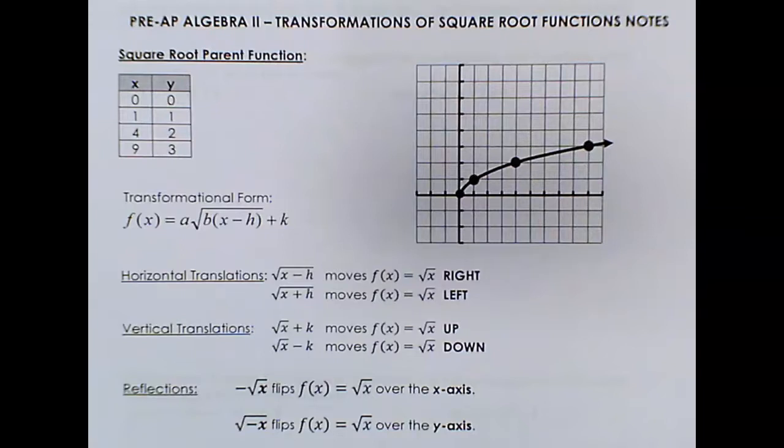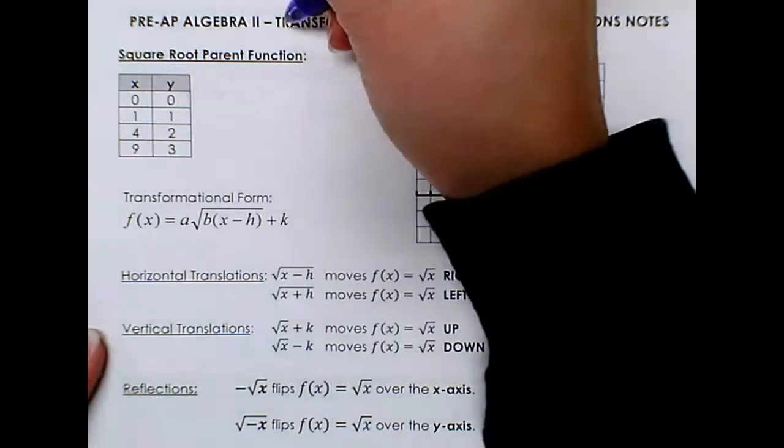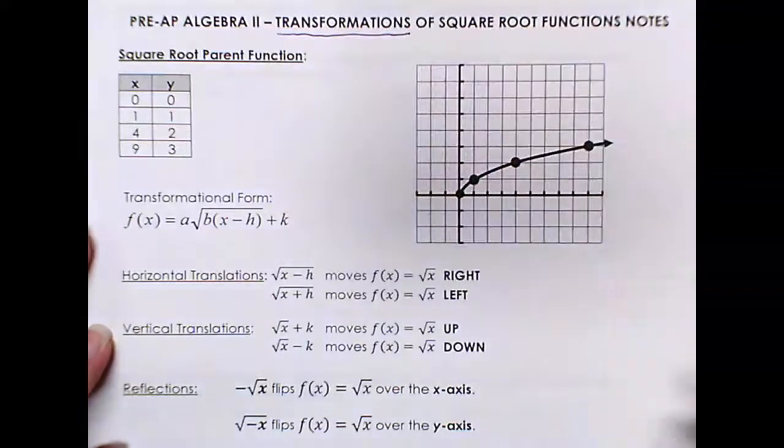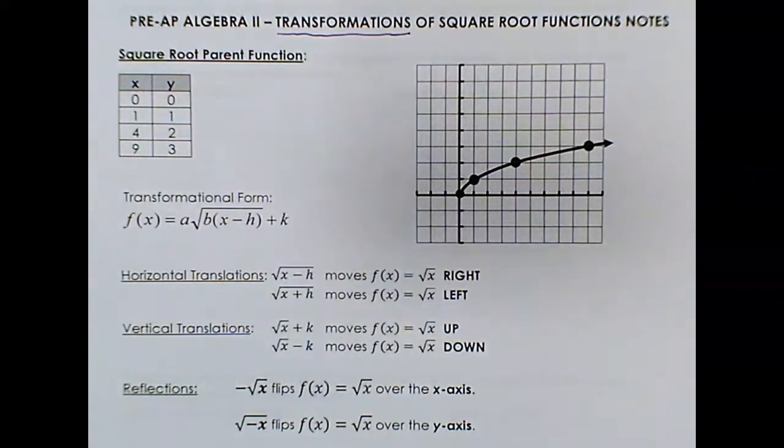And in our set of notes today, we're going to talk about the transformations of the square root function. So in the past, when we've discussed transformations, we've talked about horizontal shifts left and right. We've talked about vertical shifting up and down. We've talked about reflecting over the x-axis. And then we've also discussed vertical stretches and compression. So we're going to talk about all of that again today with the square root parent function.